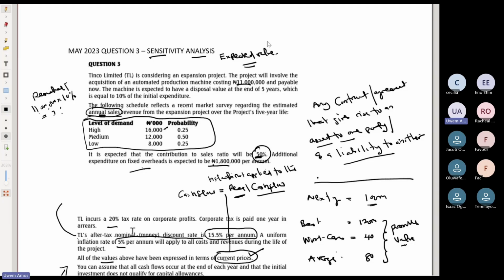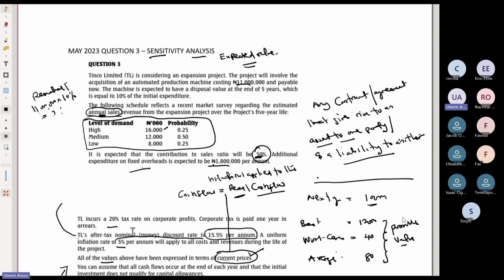The following reflects a recent market survey regarding the estimated annual sales revenue from the expansion project over the project's 5 years. Let's pause a little bit and explain the concept, what we've read right up to this point quickly. So they're considering a new project, which is an automated production machine.